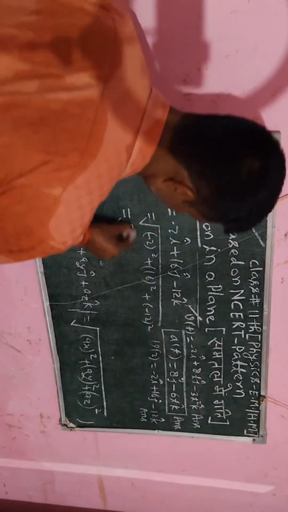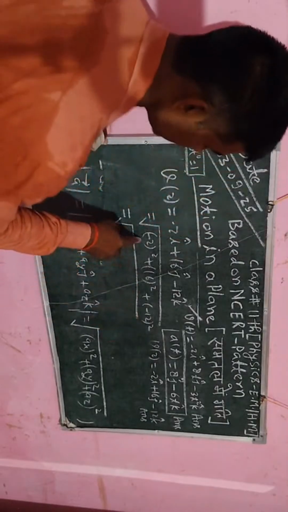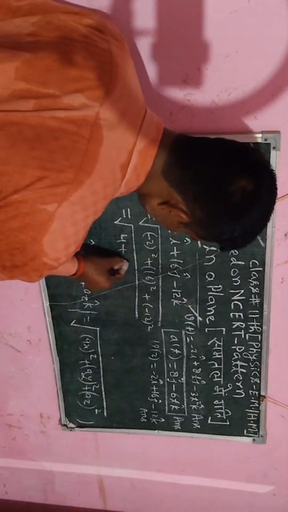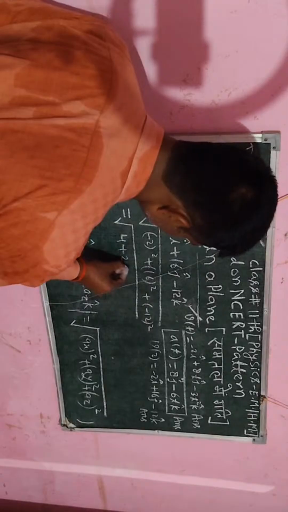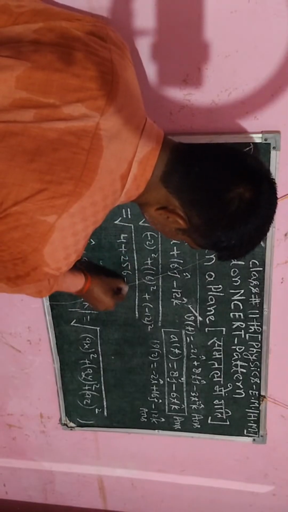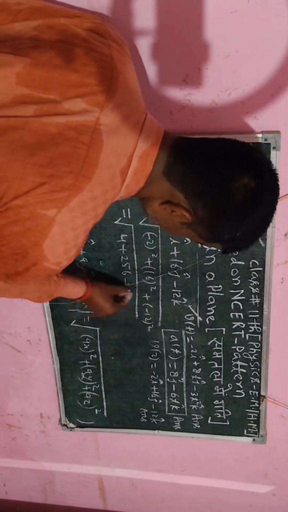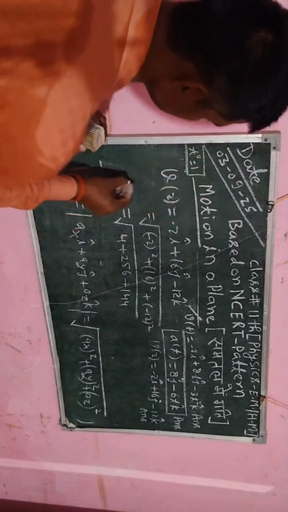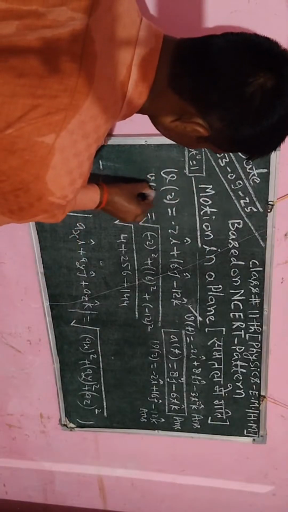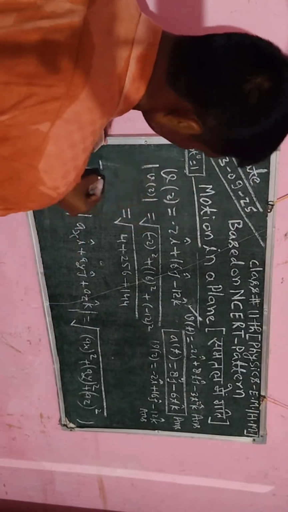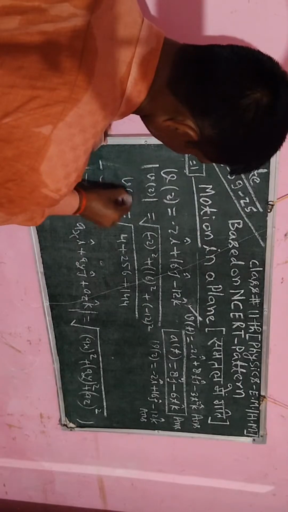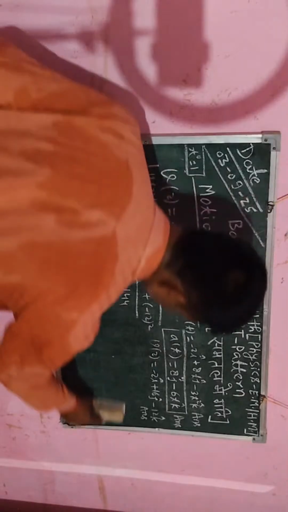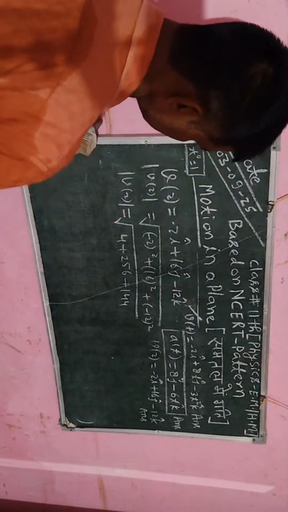Now here I will write minus 2 square, that will be 4, and 16 whole square, that will be 256, and minus 12 whole square, that will be 144. And on the left hand side I will write the magnitude of the vector. So here the magnitude is the square root of this value.